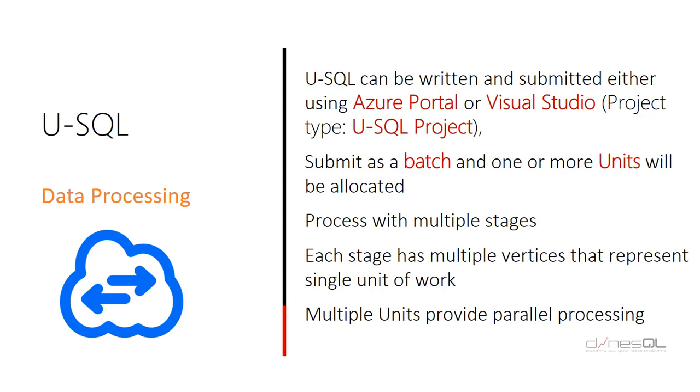If the stage has only two vertices, think of it as only two operations. Even though you have assigned three units, only two will be used. So remember that part. Do not forget that you pay for units regardless of the usage of them. So make sure you assign only required AUs for the query.